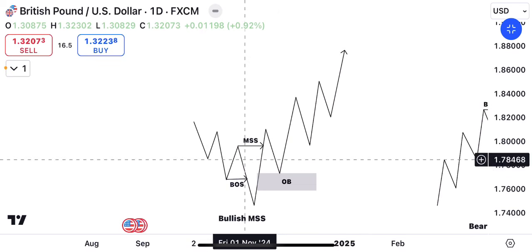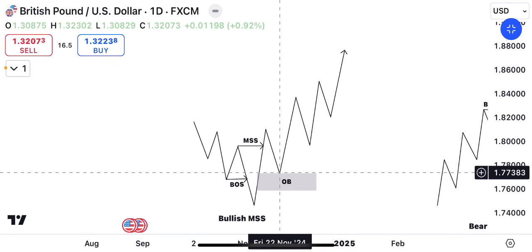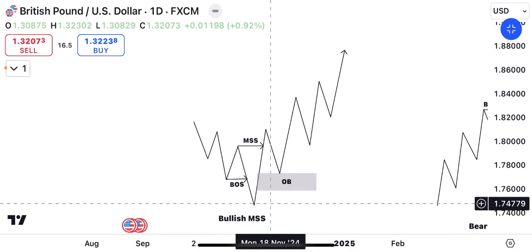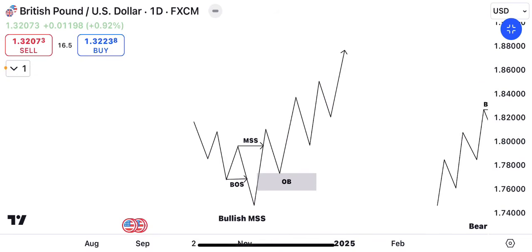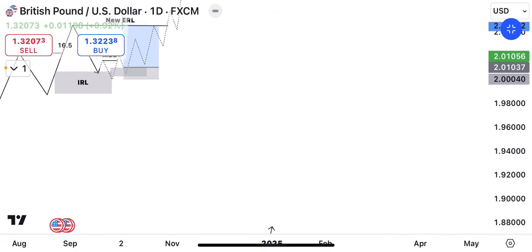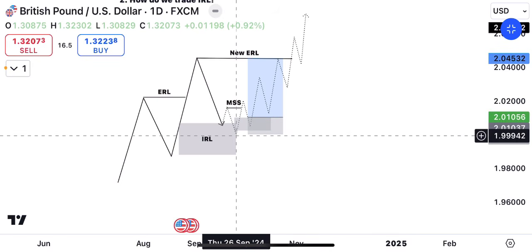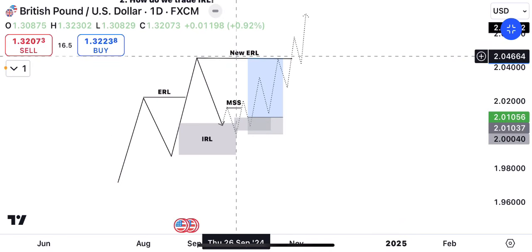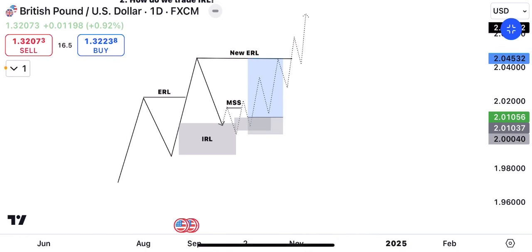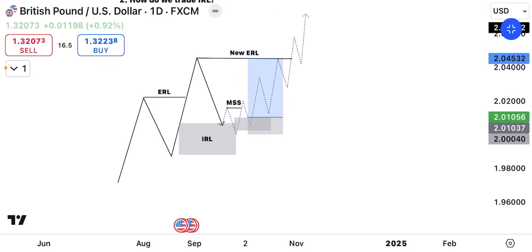So now we tapped on the internal range, we form a market structure shift, tap on the order block, then stop loss below the previous low, the current low, then you target the what? The new external range liquidity. So how do you trade the internal range liquidity? Once the market taps here on the internal, you need to look for a market structure shift to the upside. And what is your target? Your target is your new external range liquidity that is going to be formed.